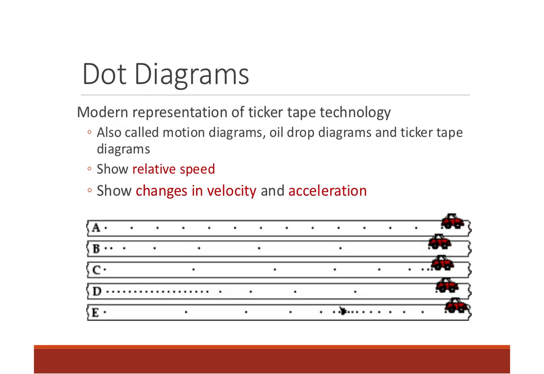So those illustrations are usually called motion diagrams or oil drop diagrams or just ticker tape or dot diagrams. And what they do is give you an idea of the relative speed. Is something going slowly or quickly? They can show changes in velocity and acceleration. They're not going to give you particular numbers. There's not a value associated, but you can kind of look at the big picture and see what's happening by looking at how the dots change.